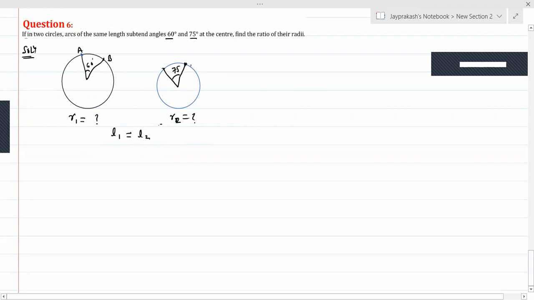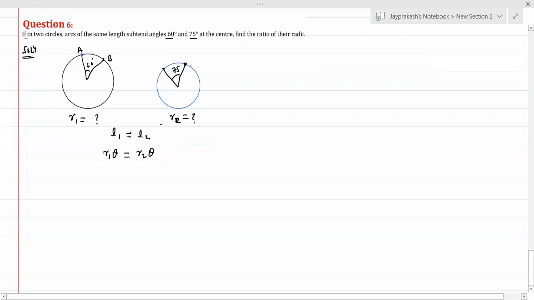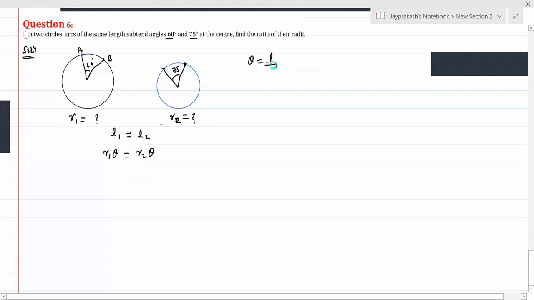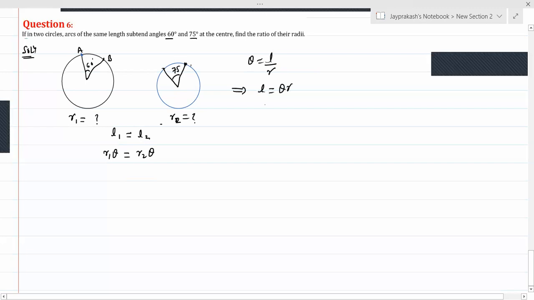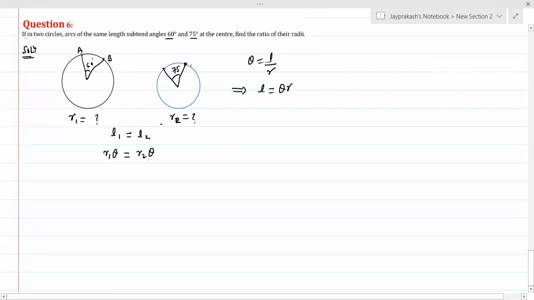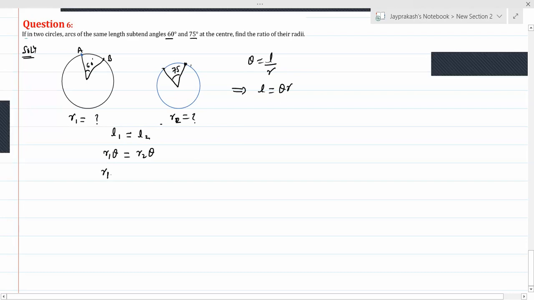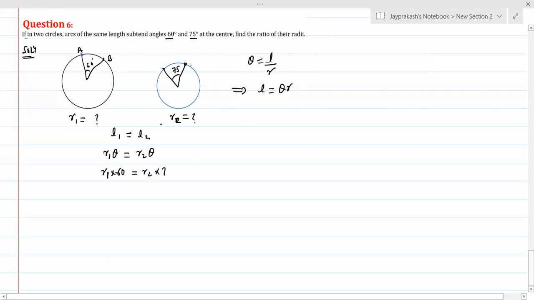Now from the relation, if L1 is equal to L2, can we write here R1 theta is equal to R2 theta? Yes, by this formula, theta is equal to L by R. Since the length is equal, L is equal to theta R. So we are using R1 theta is equal to R2 theta. Now R1 is missing, so R1 into 60, and this side R2 into 75.